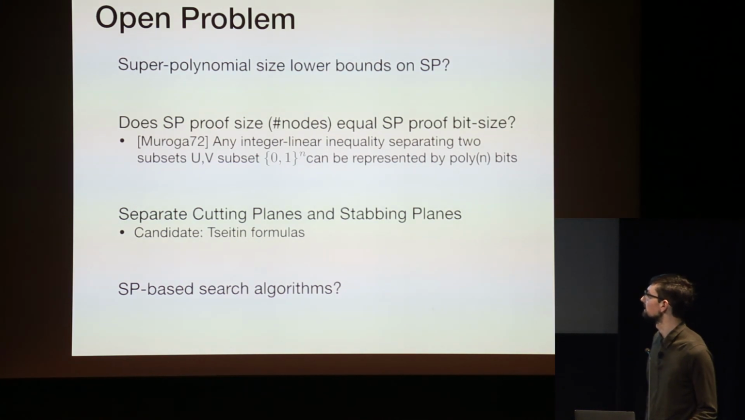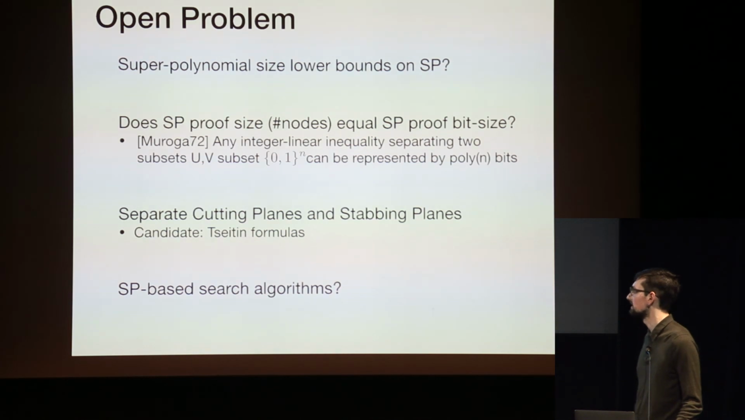Next is separating cutting planes and stabbing planes. So the candidate there is the Tseitin formulas because they're conjectured to require exponential size proofs in cutting planes. And finally, we think that stabbing planes is a good proof system for developing good search algorithms on because it generalizes DPLL. Hopefully, as a first step, you could generalize the really good heuristics for DPLL to work for stabbing planes-based solvers. Okay.